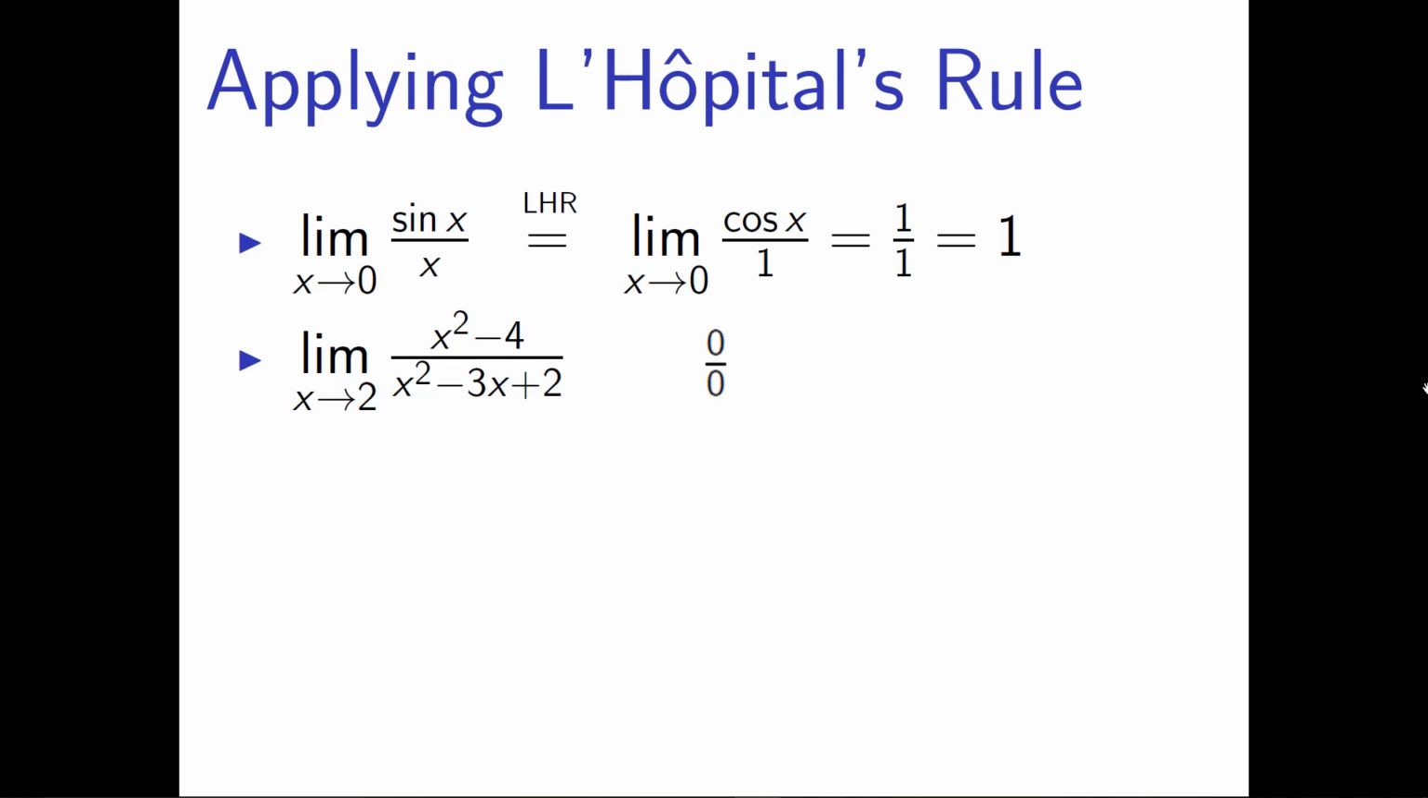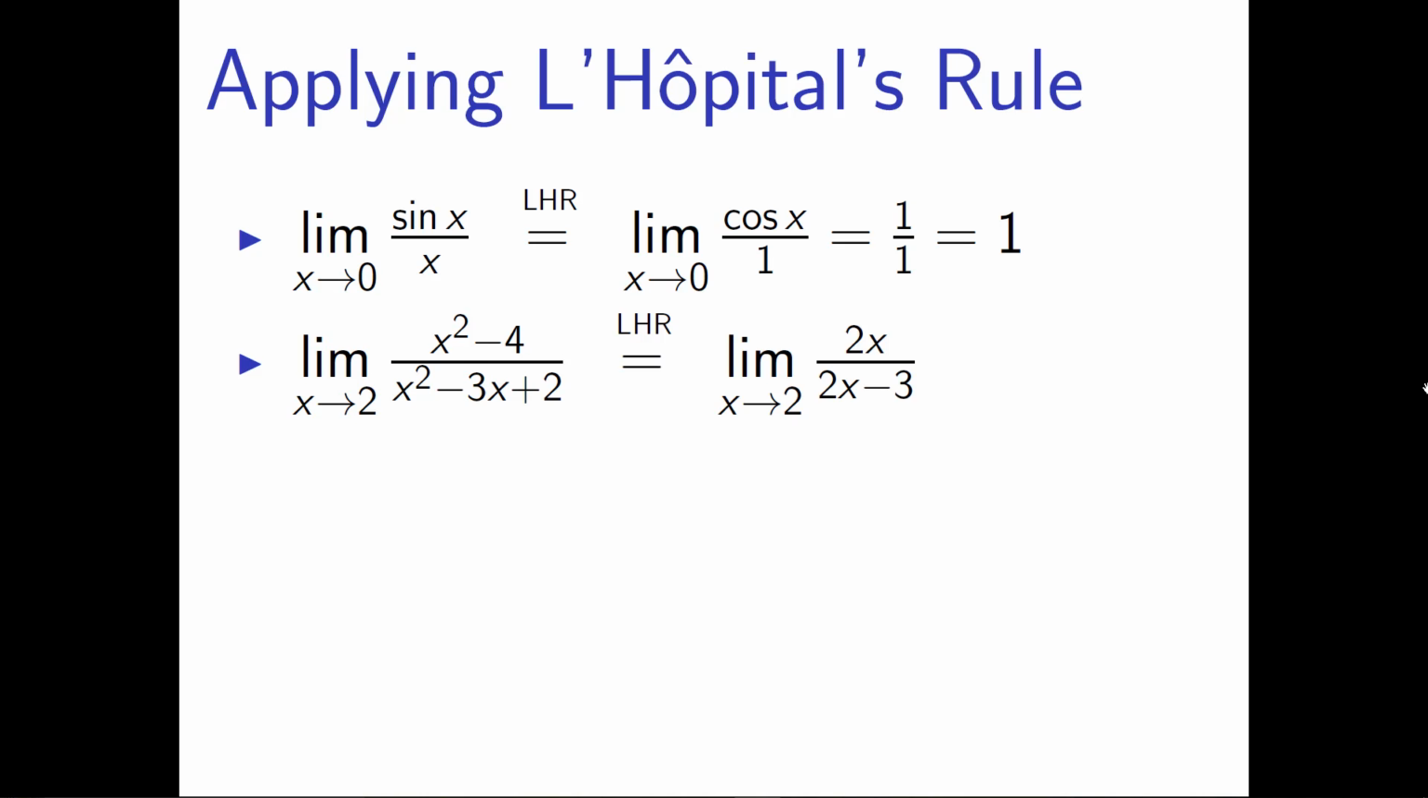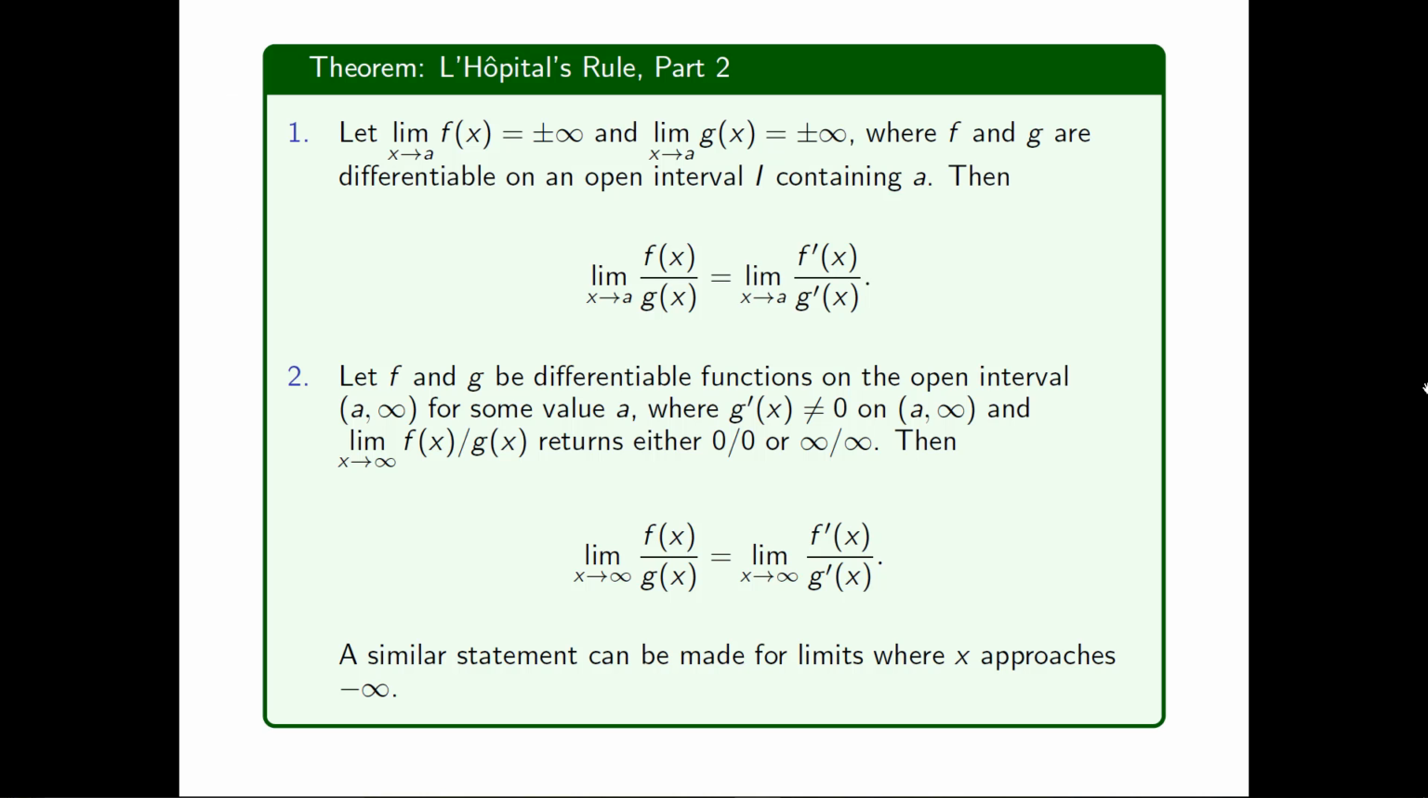You may recall from work on limits, we could actually factor the numerator and the denominator and cancel. But I think this is probably even quicker. Again, take the derivative of the top, derivative of the bottom. Take the limit as x approaches 2, which is now very easy. We can just plug that limit in. So we get 4 over 1, which is 4. Okay, so that is that limit. And if you had factored, you would have found the same thing there.